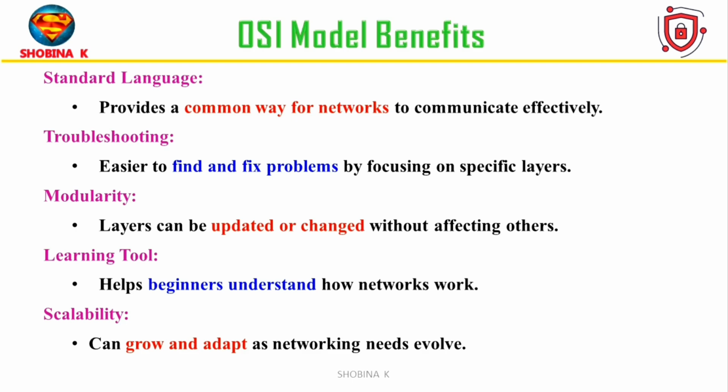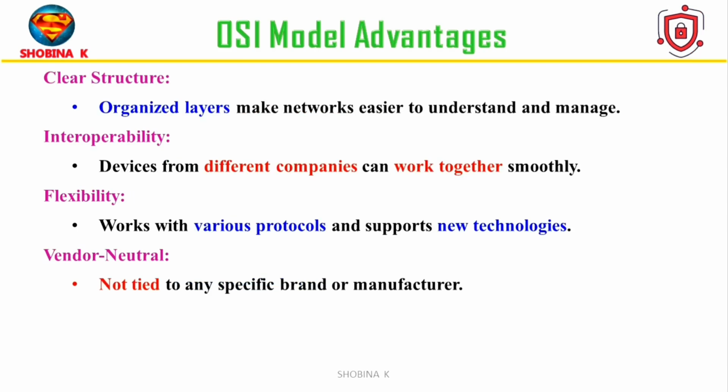Next, it is a learning tool. It is a helpful resource for beginners to learn how networks work. And next, scalability. It can expand and adapt as networking requirements change. Next, the advantages. The OSI model has a clear structure. The organized layers make networks easy to understand. Next, interoperability. That is, devices from different brands can work together. Next, flexibility. It works with many protocols and new tech. Next, vendor neutral. It is not limited to any specific brand or manufacturer.